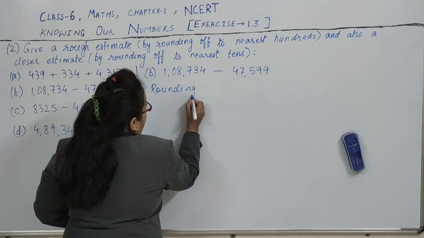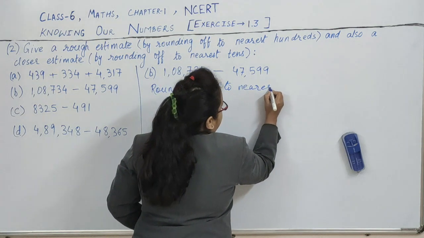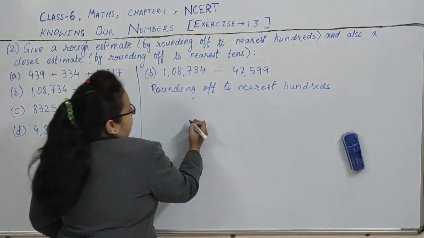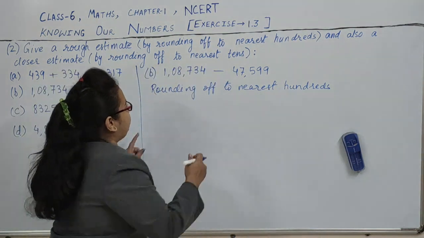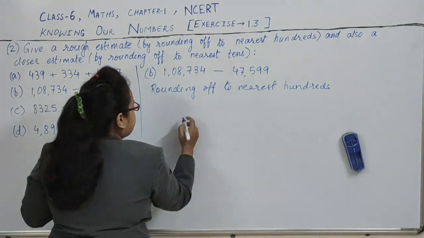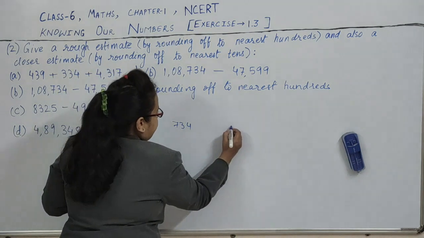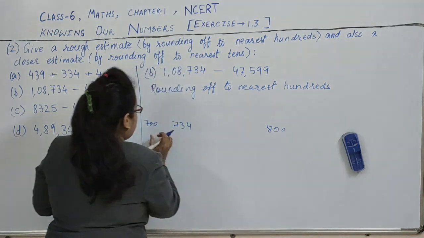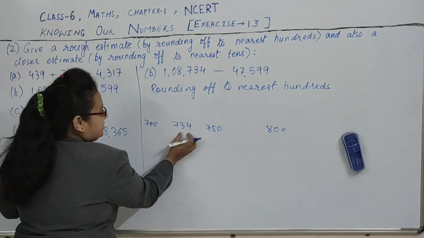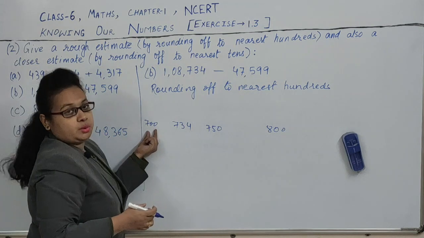Rounding off to nearest hundreds. Okay, so we have to take ones, tens and hundreds. The digits at ones, tens and hundreds. It is 734. It lies between 700 and 800, right? The middle number for 700 and 800 is 750, and this 734 is less than the middle number, and so it is closer to 700.